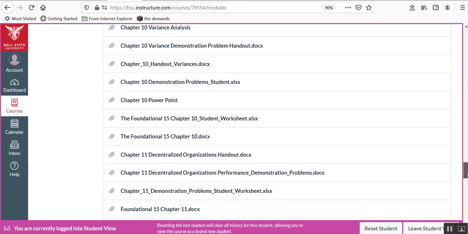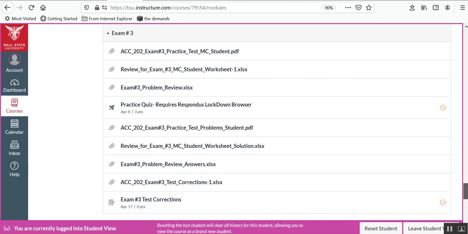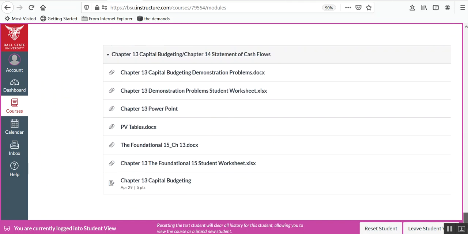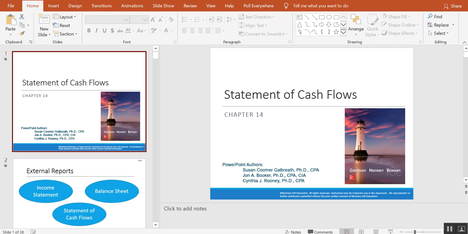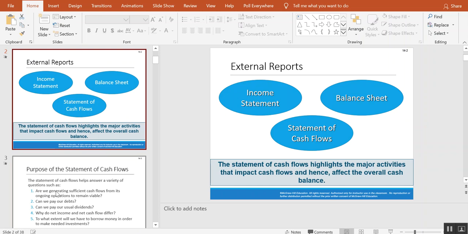So, to go on to our next topic, we're just really going to look at Chapter 14 briefly, the Statement of Cash Flows. So, let's take a look at that PowerPoint. The Statement of Cash Flows is one of three reports that we're going to issue to outsiders in a business. We have the income statement, the balance sheet, and we've talked about that in Accounting 201. And we've talked about some of the components of it here in Accounting 202.